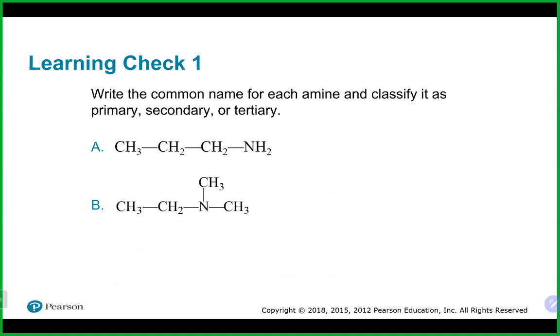All right, so write the common name for these guys. Also classify them as primary, secondary, tertiary. Why don't you also draw something? Let's do ethylpropylamine. And why don't you do diethylamine?